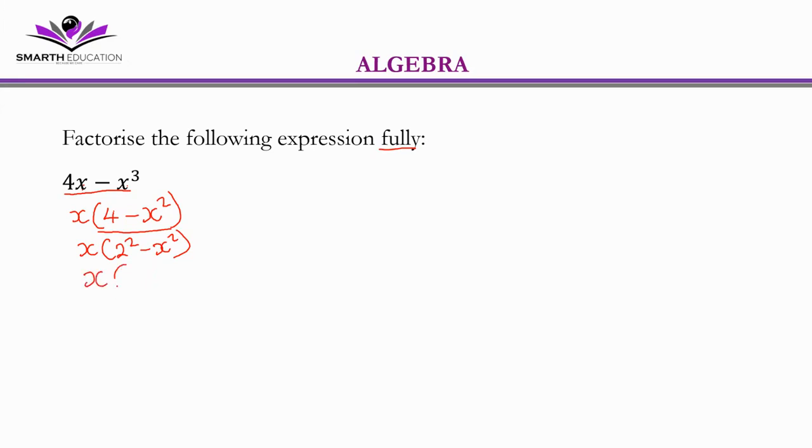So it's x, and then let's have our two brackets. And then we have minus and then plus. Then the square root of 2 squared is 2. The square root of x squared is x. So we have factorized fully.